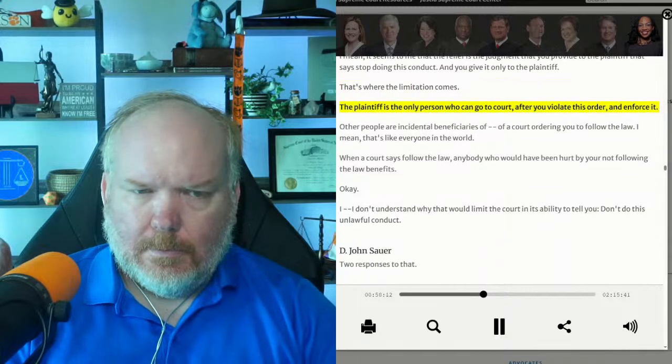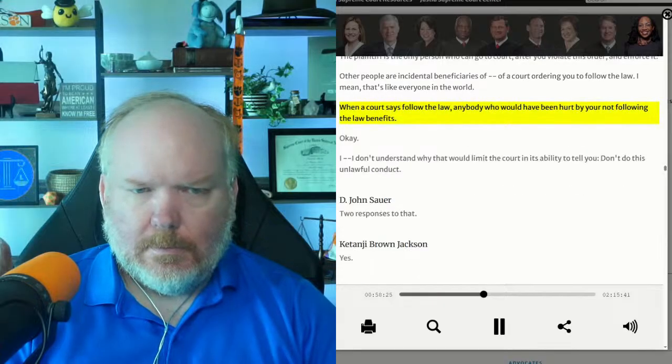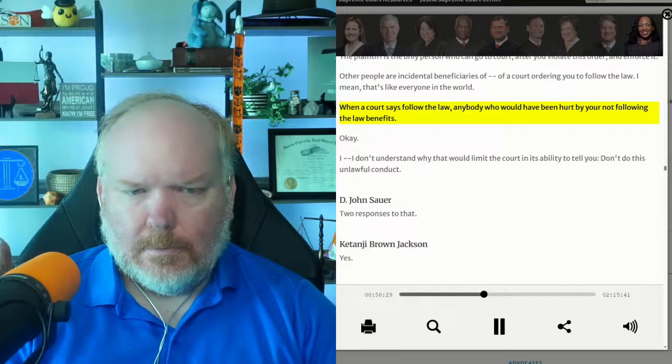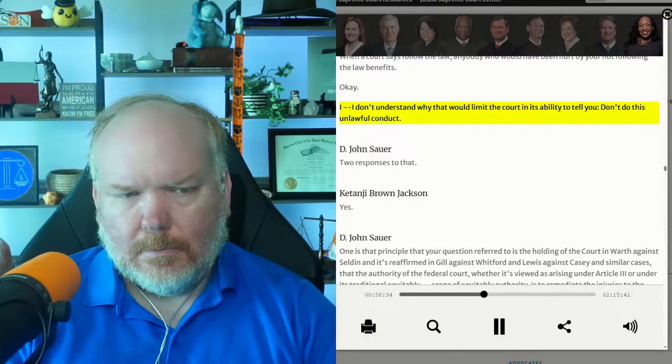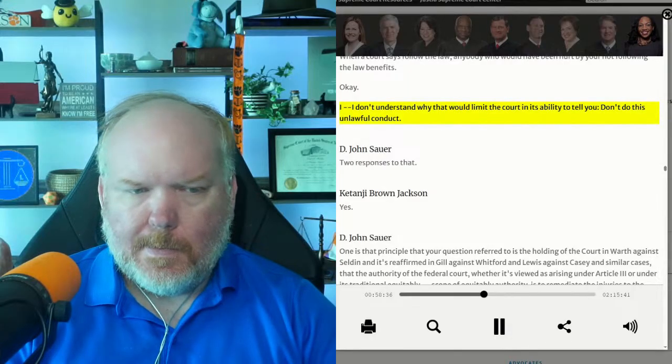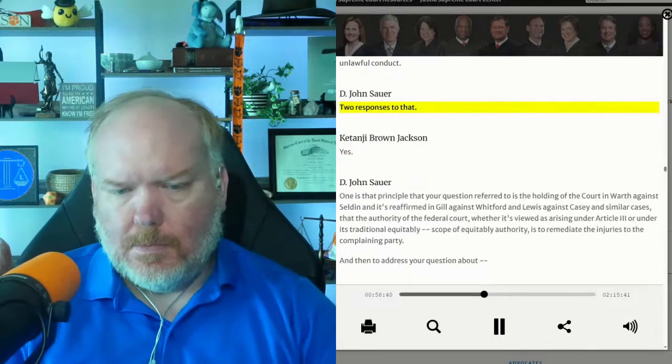The plaintiff is the only person who can go to court after you violate this order and enforce it. Other people are incidental beneficiaries of a court ordering you to follow the law. I mean, that's like everyone in the world. When the court says, follow the law, anybody who would have been hurt by your not following the law benefits. Okay. I don't understand why that would limit the court in its ability to tell you, don't do this unlawful conduct.